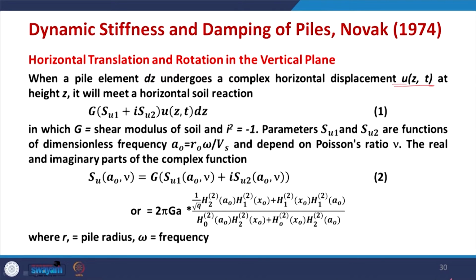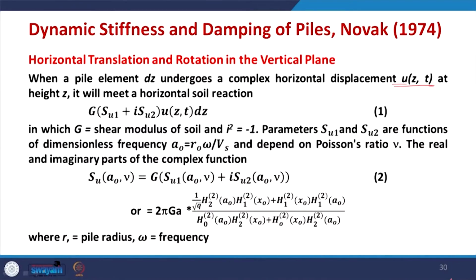what is the displacement when you apply some force. If you know the displacement, then for a given force you can calculate the displacement. So, force divided by displacement will be your stiffness, that is the case here. So, for a given displacement, Novak has suggested to calculate the force. This is the force, and equation 1 will give you the force, and if I divide the force in equation 1 by the displacement, then you can get the stiffness.